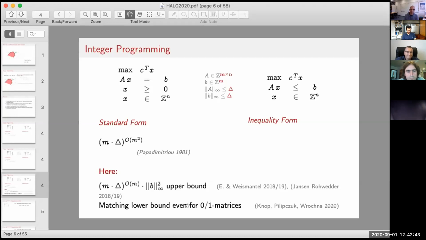Good. So let me explain how to get this improvement from m times delta to the O of m squared to m times delta to the O of m, basically. So here we need the norm of b, but Janssen and Rohwedder got rid of this essentially because this can be replaced by the log.